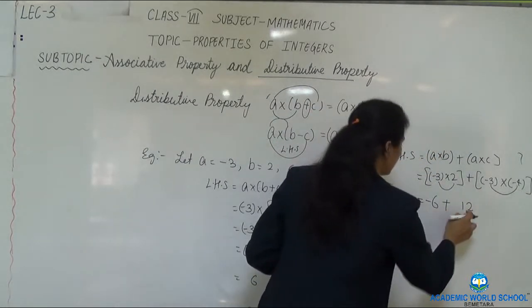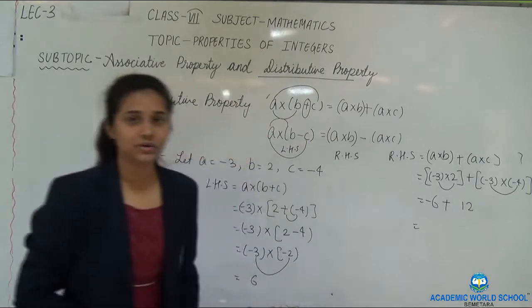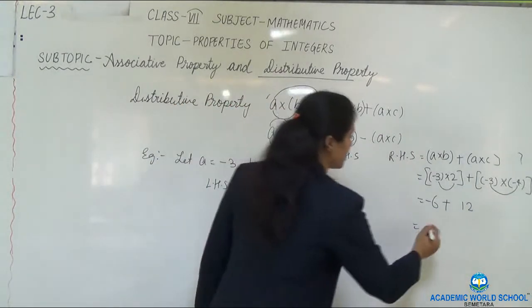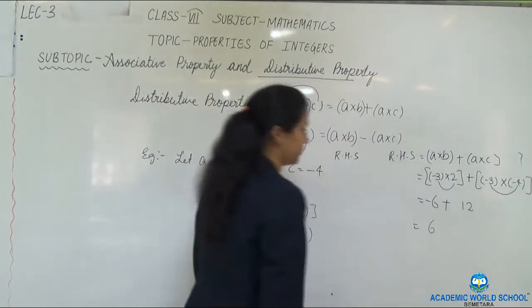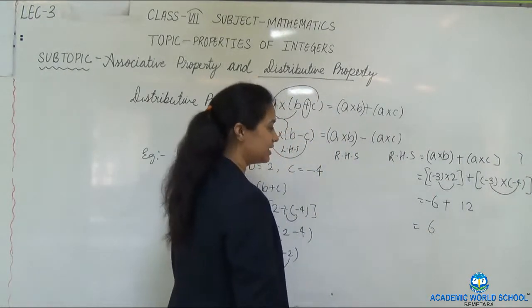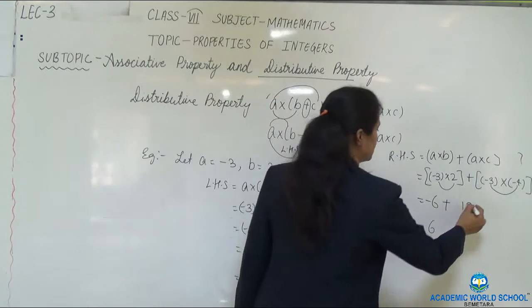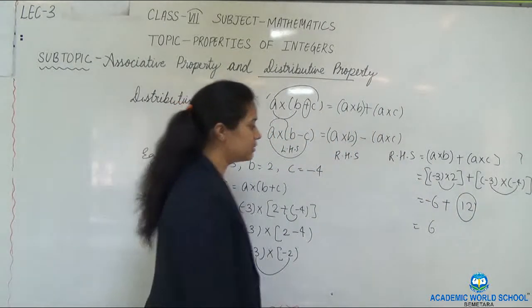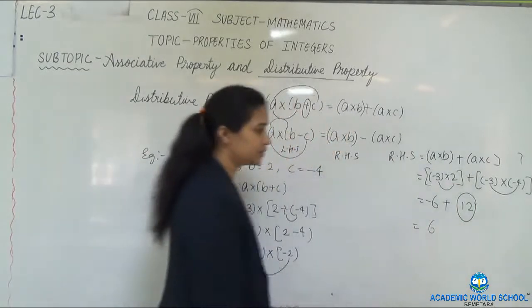Now see, both are having opposite signs. So we are going to subtract and we will assign the sign of the greater number. So we got 6 over here. And when we subtracted 12 minus 6. Now assigning the sign. 12 is the greater number and 12 is a positive number. So our answer is also positive.